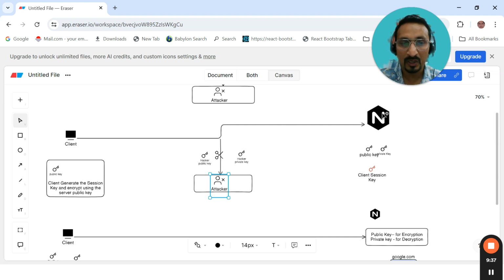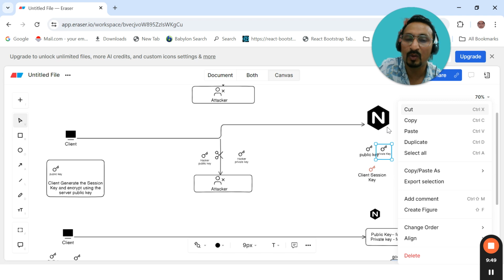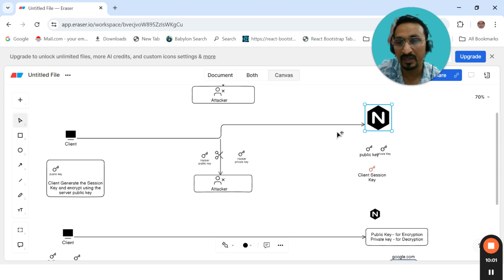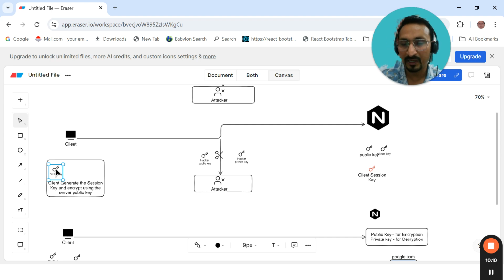So once it reaches the server over the network, the server has its private key, and using that private key, the server will be able to decrypt the data. Going forward, the server will have the client key. Now the next communication will happen using the secret key of the client. The client will use the secret key to encrypt the data and communicate with the server, as the server also has the same client secret key, and the server will be able to decrypt the data.